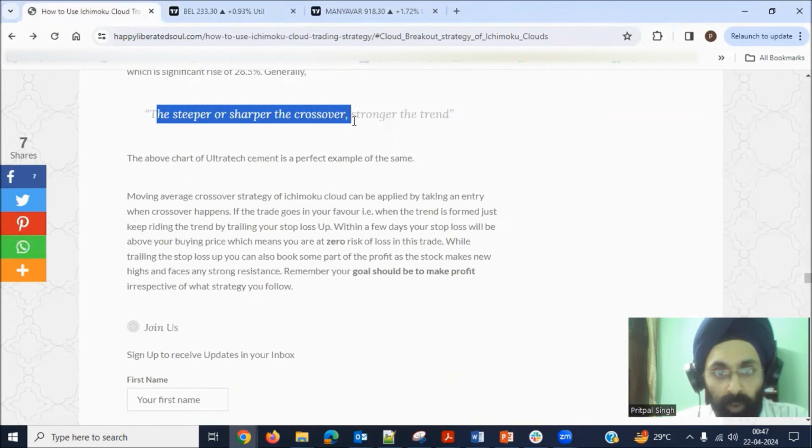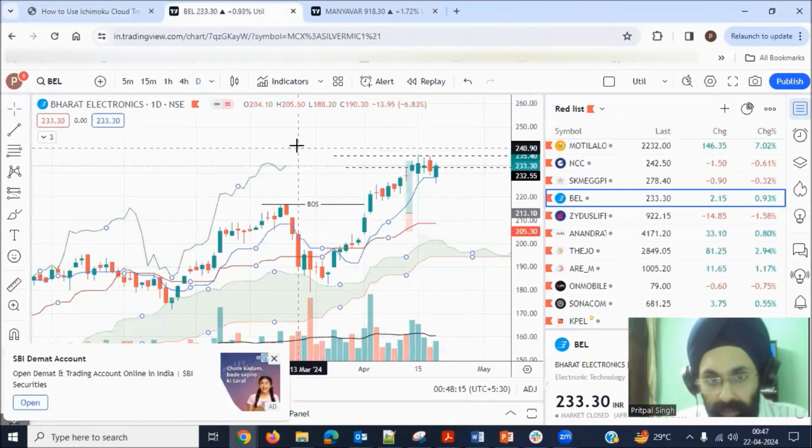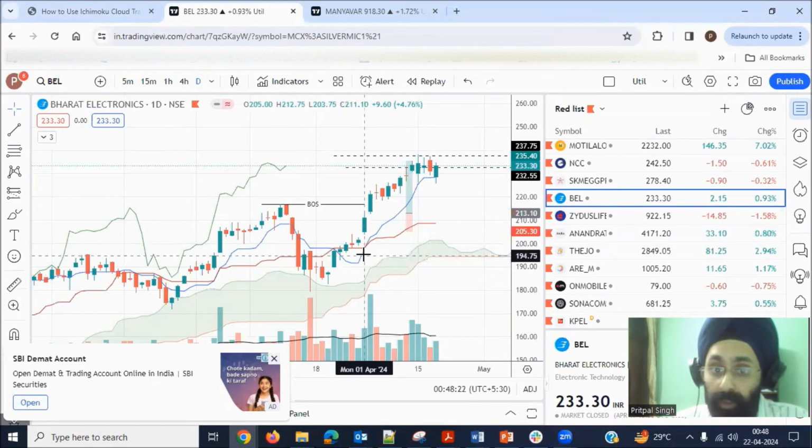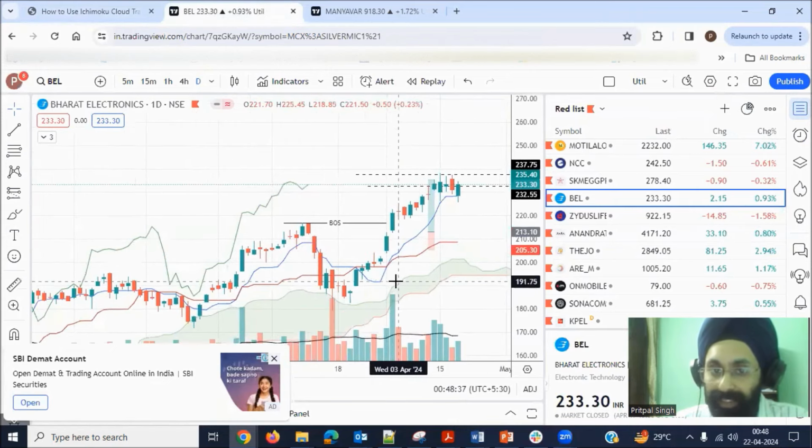The steeper or sharper the crossover, the stronger the trend. In this case, the crossover was steep. The red line was going up, and the blue line was going even further, steeper and further up than the red line. Both lines were going up, but the blue line was ahead of the red line. So this goes to show that it is a high probability trade and price is going to get a huge jump from here, and this is exactly what happened.